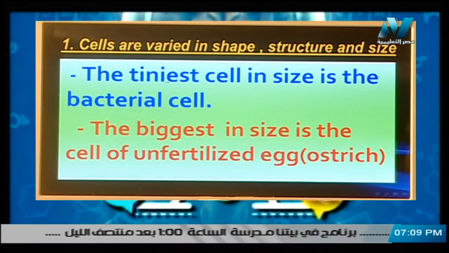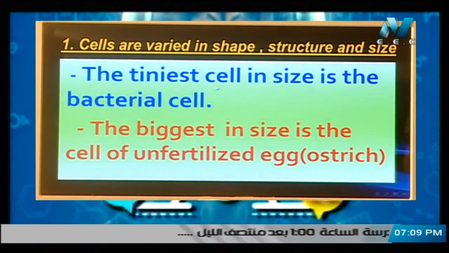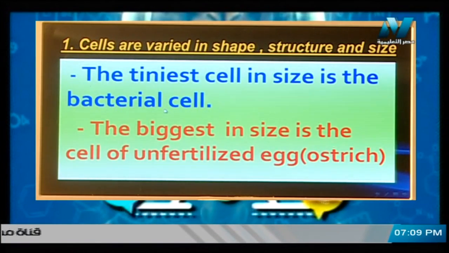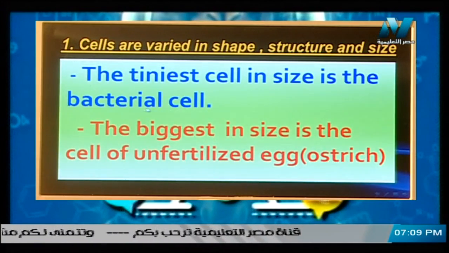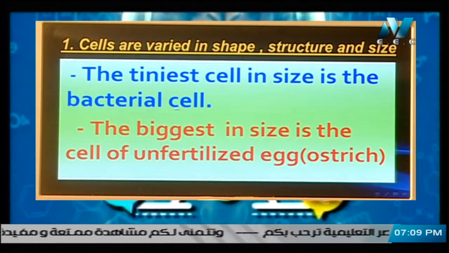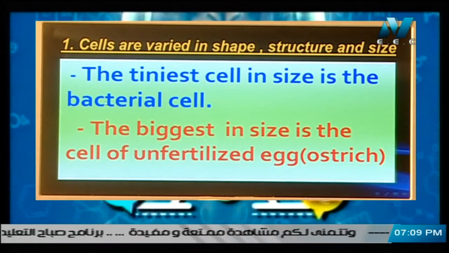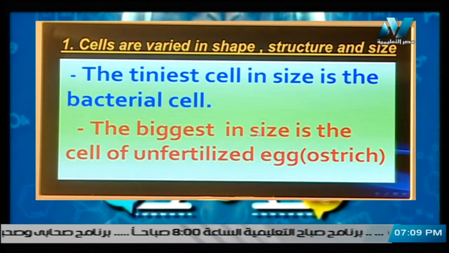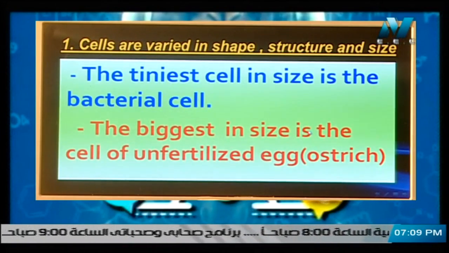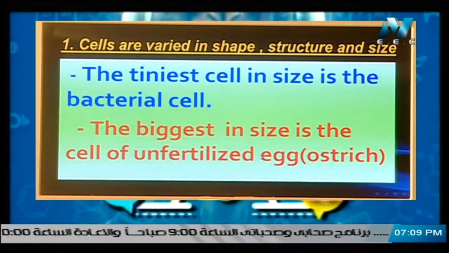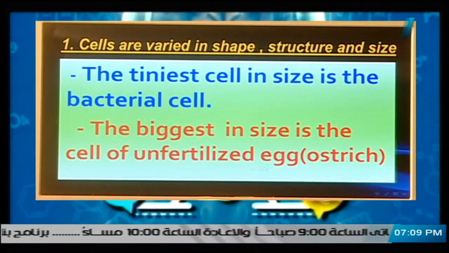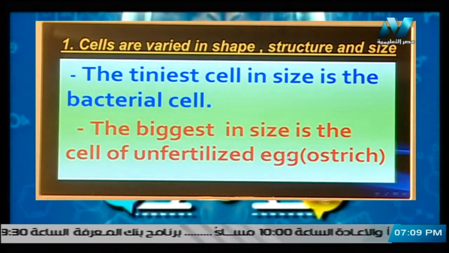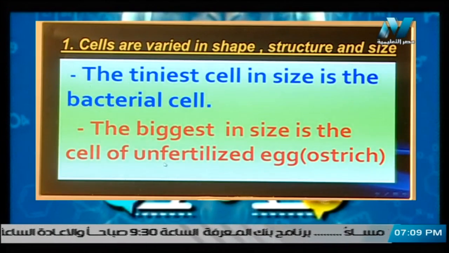The first type we call the tiniest cell, the smallest cell in size. We call it the bacterial cell. Its size, kids, is measured in microns. Okay? Of course, we cannot see it with the naked eye. We need an electron microscope to see the details of the bacterial cell. But the biggest cell in size is the unfertilized egg. Of course, we know the egg produced by the ostrich is the biggest egg, but here it must be unfertilized.